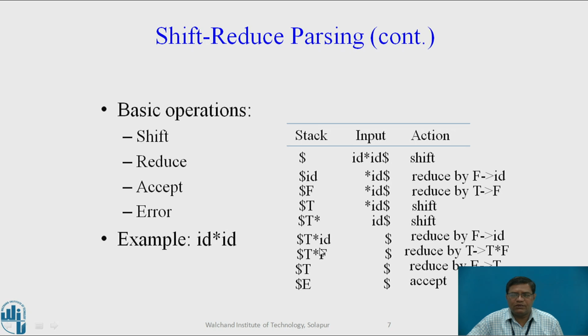Now, the string appearing on the topmost side of the stack is T star F, which is also a handle matching the production body of this T. So, T gives T star F. Therefore, T star F can be reduced to capital T in the next step, and this T can be reduced to capital E by using the E gives T production, and after that the input is already exhausted and the symbol on the top of the stack is only the start symbol capital E. Therefore, we have reached the accepting configuration. Therefore, given string id star id is a valid string.